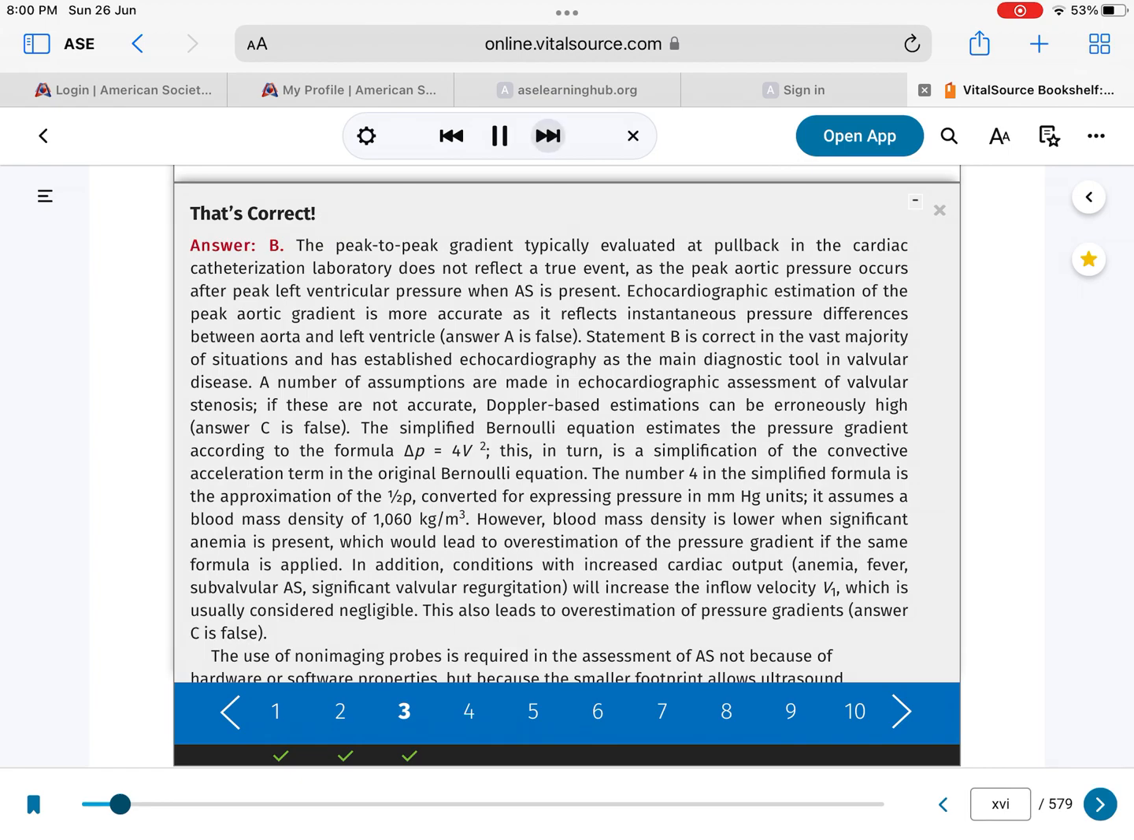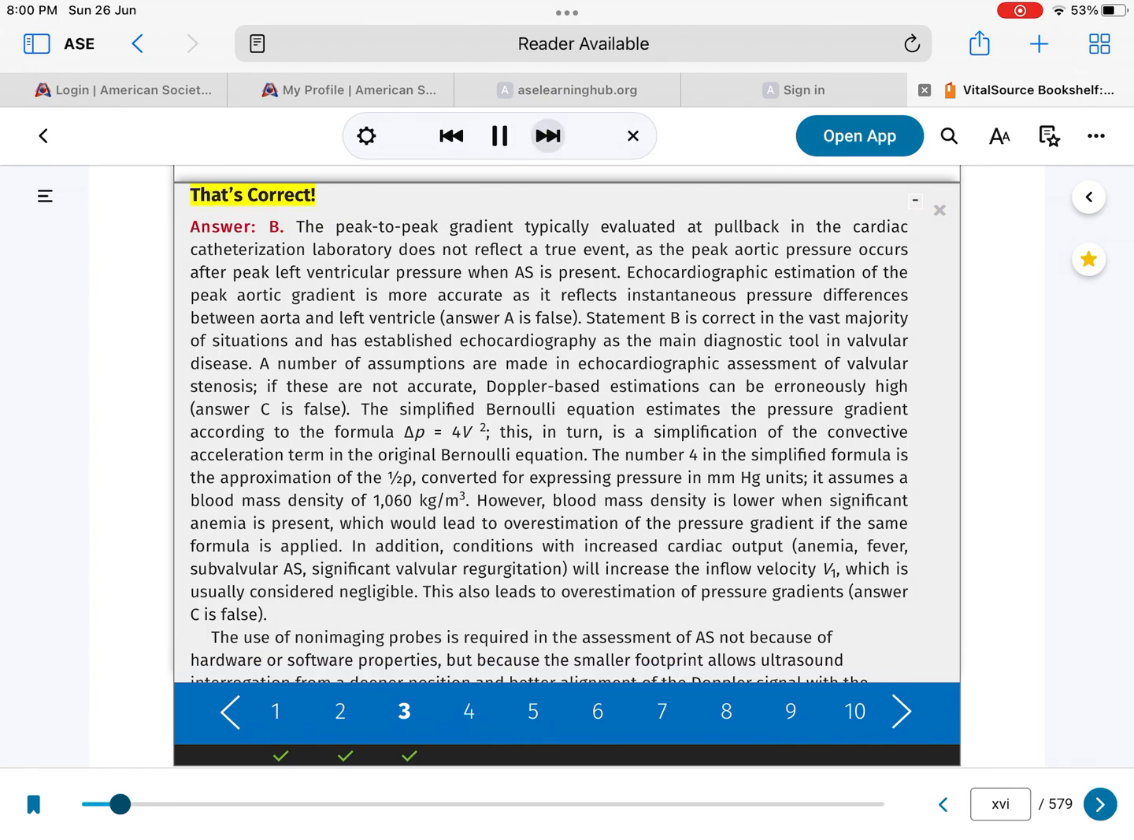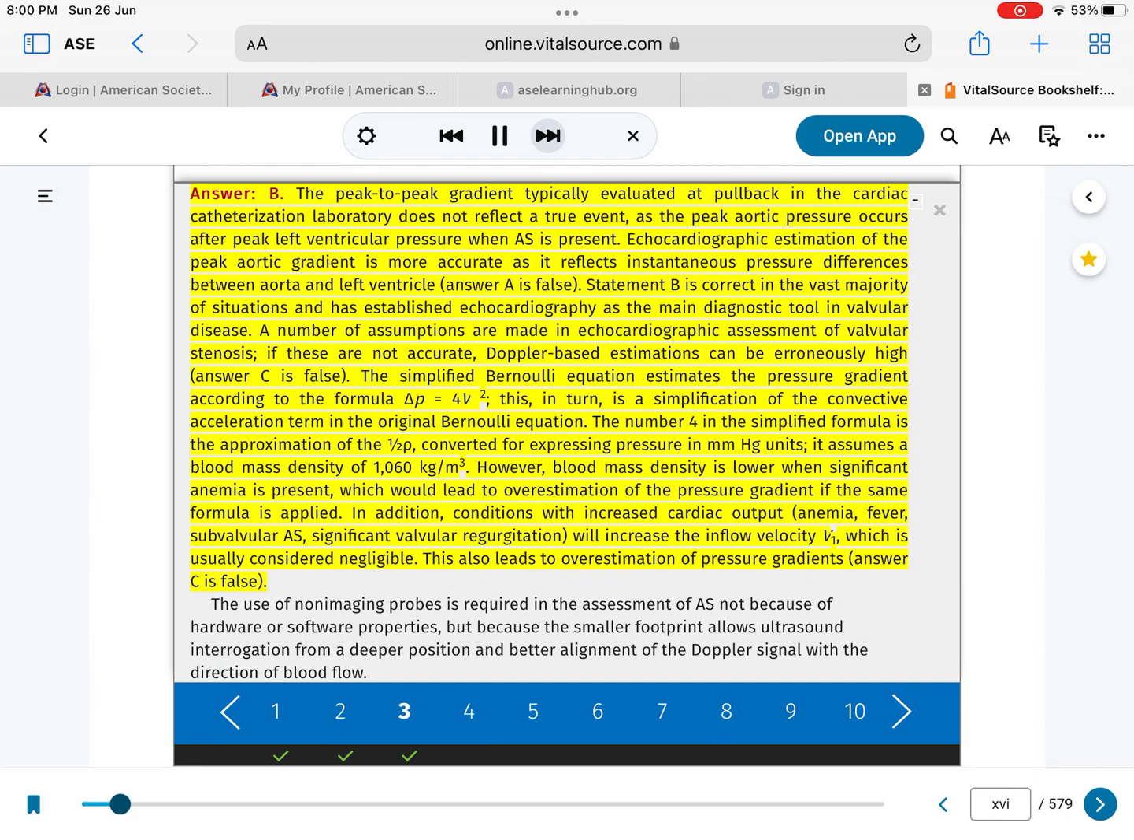That's correct. Answer: B. The peak-to-peak gradient typically evaluated at pullback in the cardiac catheterization laboratory does not reflect a true event, as the peak aortic pressure occurs after peak left ventricular pressure when AS is present. Echocardiographic estimation of the peak aortic gradient is more accurate as it reflects instantaneous pressure differences between aorta and left ventricle. Answer A is false.